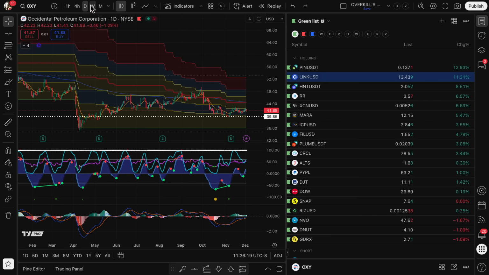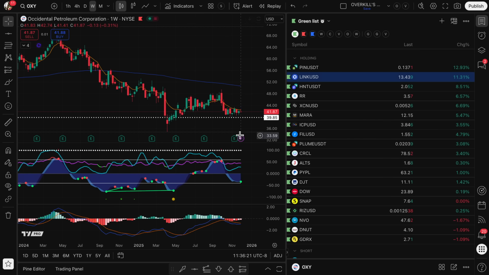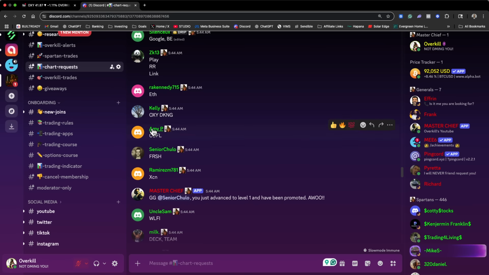So it does have the weekly signal. So that just means, hey, this is a potential bottom right here at 39. If you're going to trade that one, use a stop loss at $39.